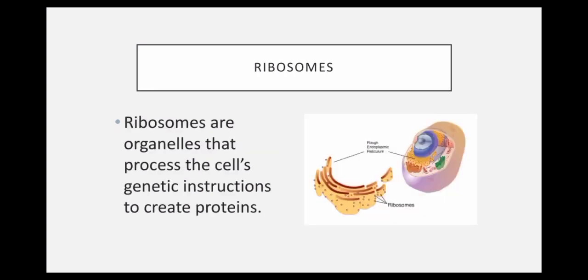Lastly, ribosomes. Ribosomes are organelles that process the cell's genetic instructions to create proteins. These organelles also can float freely in the cytoplasm or be connected to the endoplasmic reticulum.